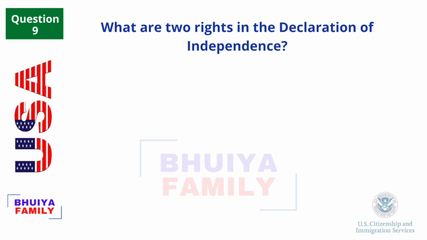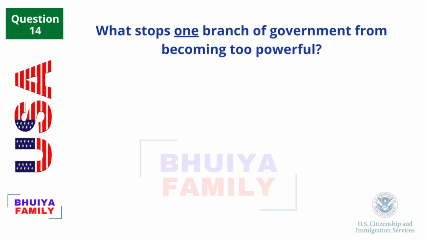What are two rights in the Declaration of Independence? Life, liberty. What stops one branch of government from becoming too powerful? Checks and balances.